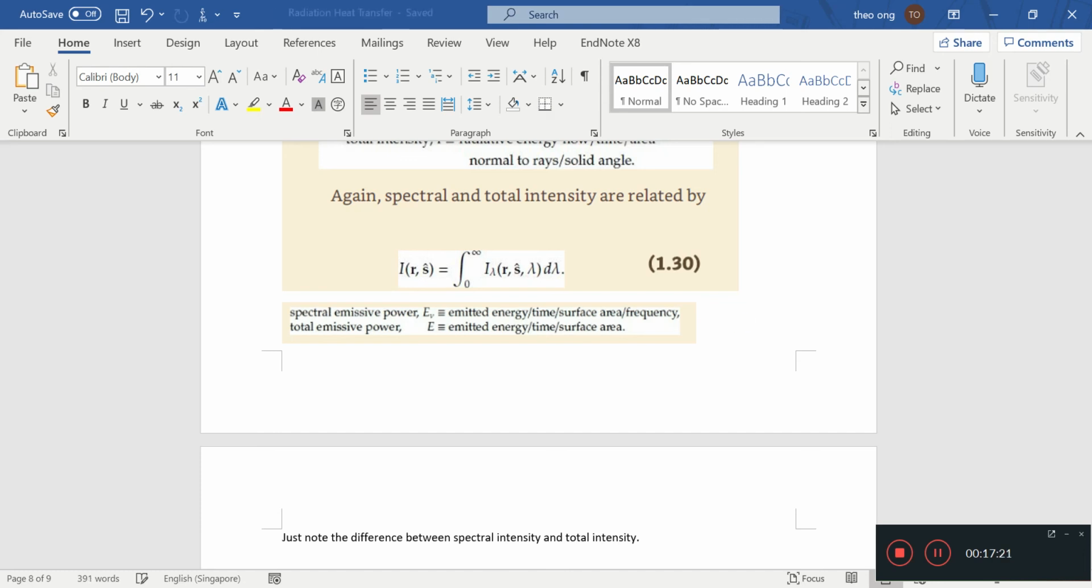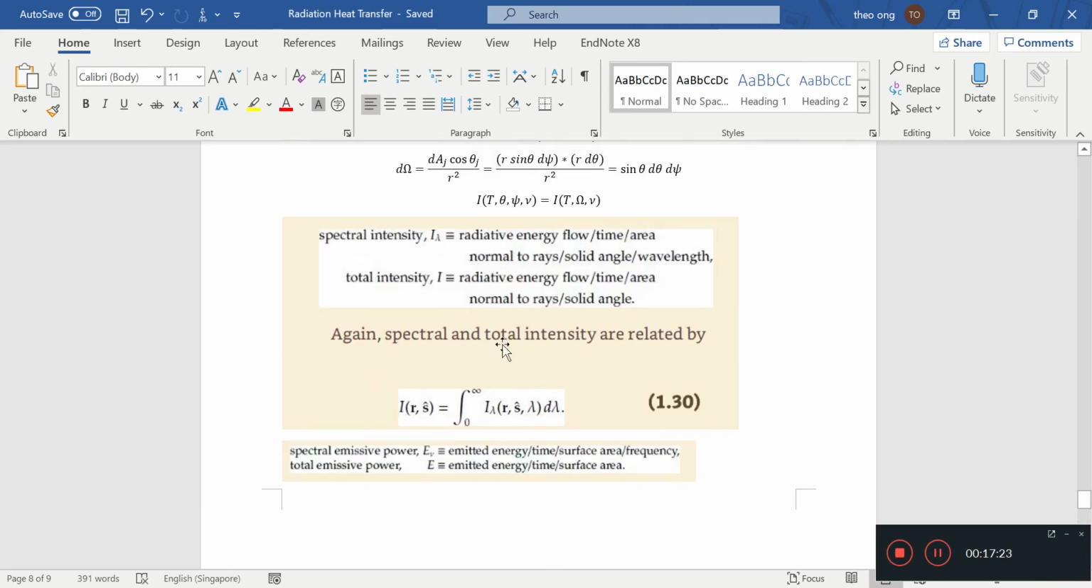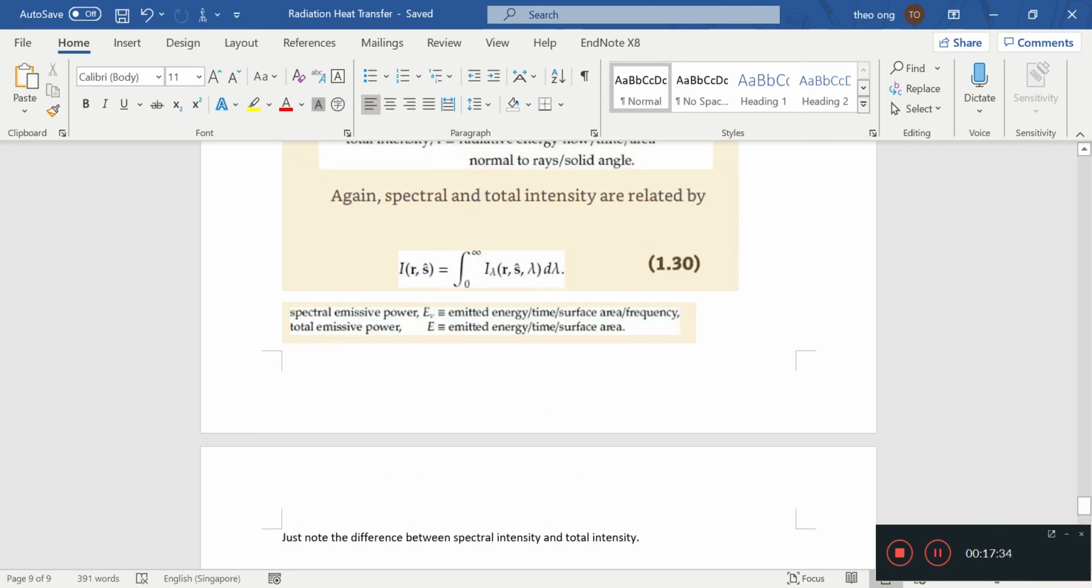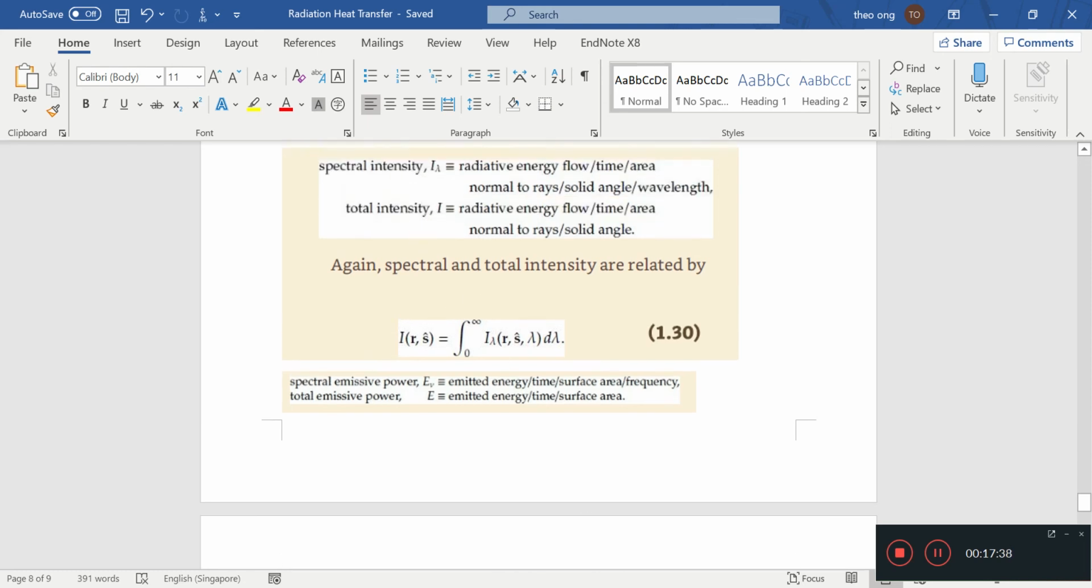There are many different kinds of intensities. You just got to note what we are talking about. When we talk about spectral, we split it up by wavelength. When we talk about total intensity, we talk about the integral across all wavelengths, so we are not looking into wavelength dependence.